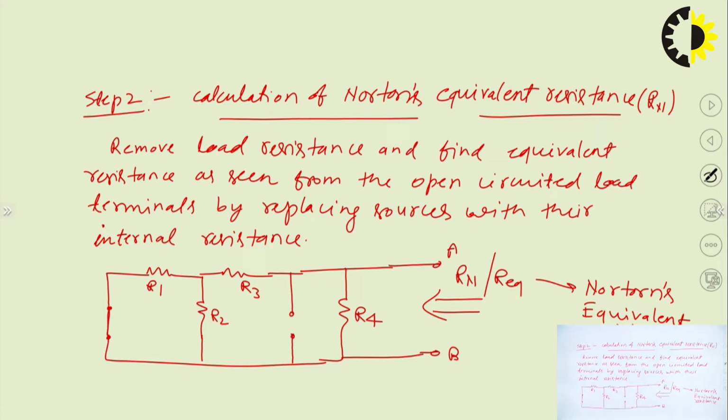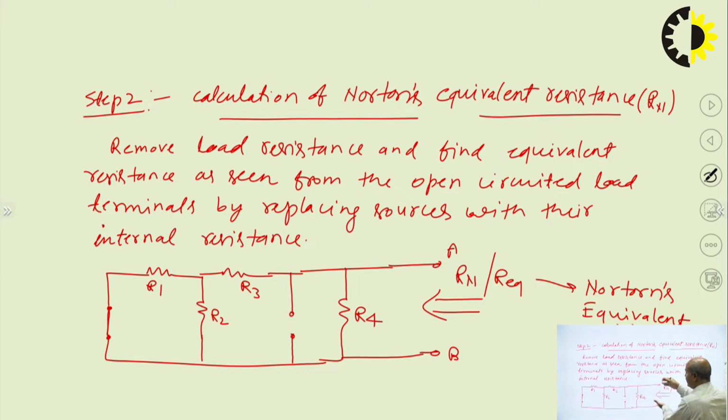Now you can see, we can very easily calculate the equivalent resistance seen from the load terminals by replacing the sources with their internal resistance. Other things will remain the same. R1, R2, R3, R4 will remain the same. Here was the voltage source, we have replaced it by its internal resistance, that is a zero resistance wire or short circuit. Here was our current source, we have replaced the current source with an open circuit. That means the internal resistance of an ideal current source is infinite. Infinite means open. So we have replaced sources by their internal resistance.